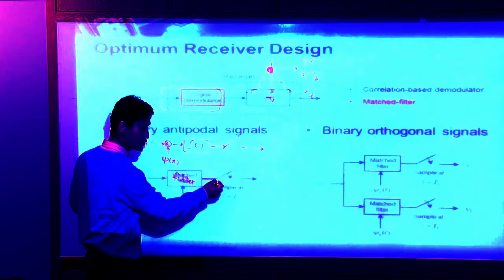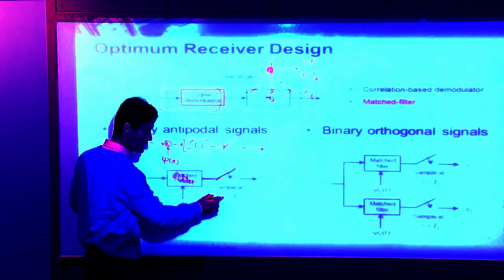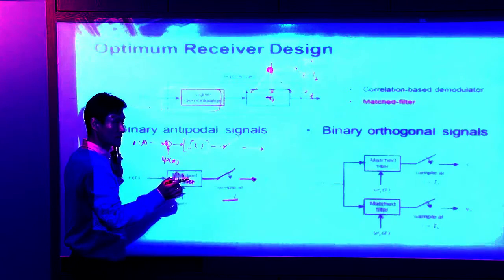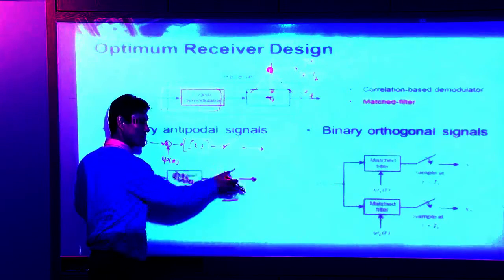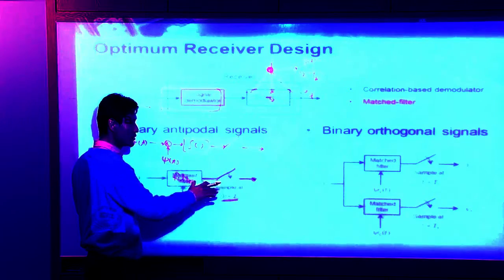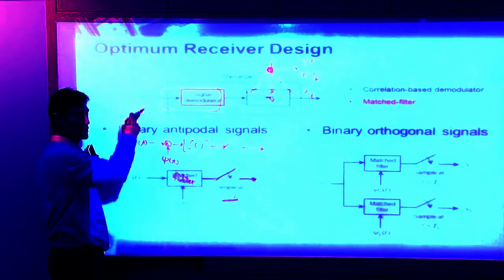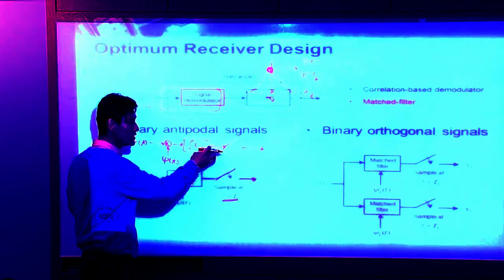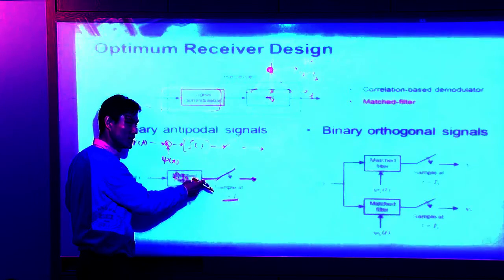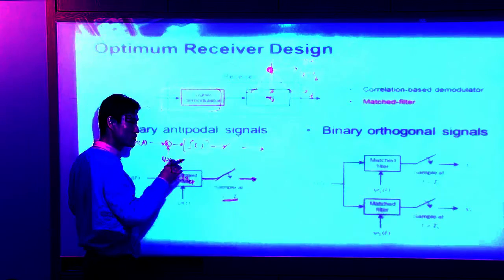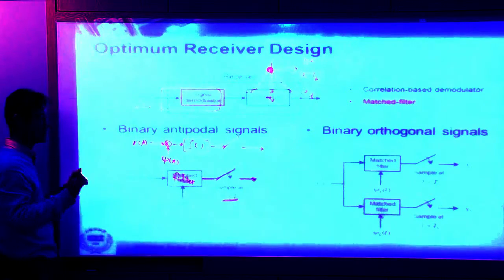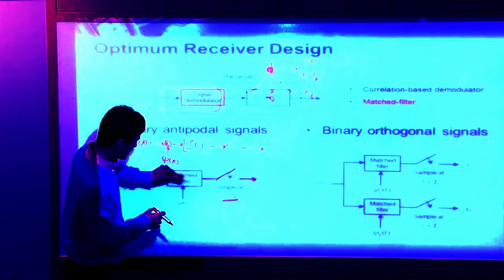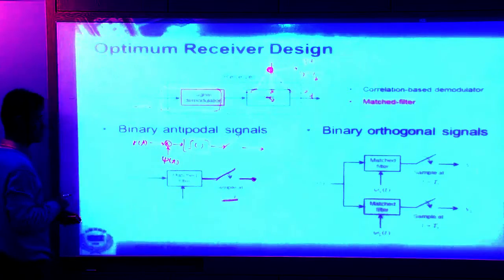After the filter, we do the same thing. You're going to do sampling at the same time, and you're going to get the same output. Both are optimal, which means that you should get the same output. If one gives a better output, then the other is not optimal. Both should give you the same answer. So let's take a look at this filter design, the optimized filter.